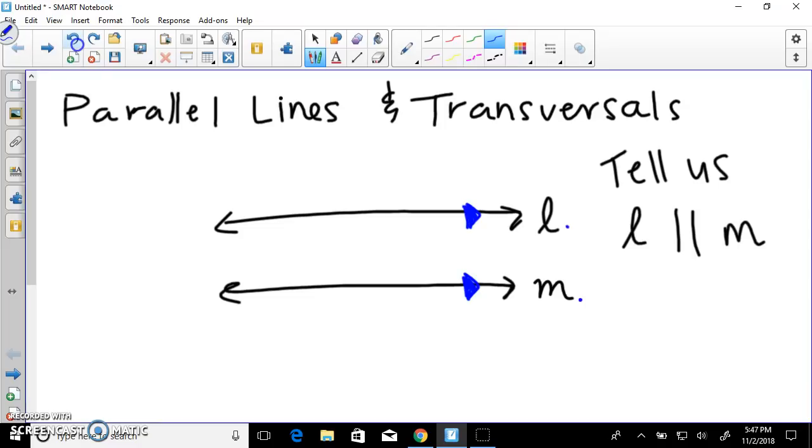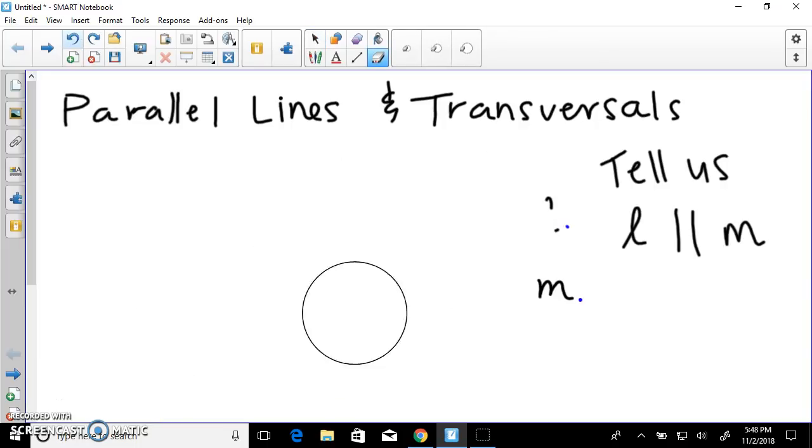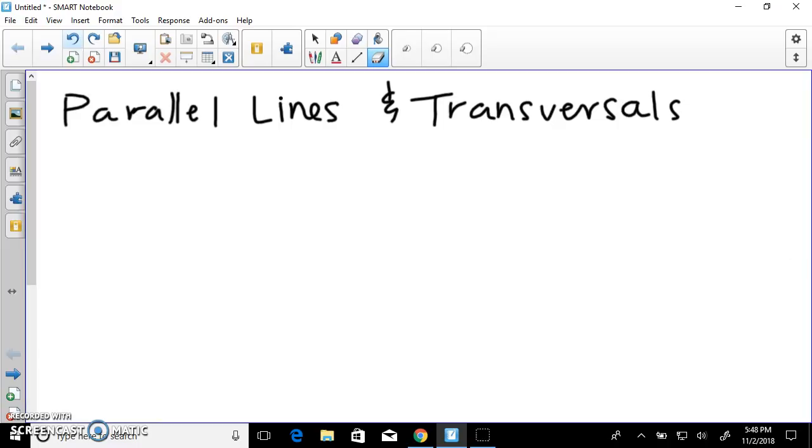Okay, so let's say we have line L and line M, and we have transversal T cutting through them. We should hopefully remember from our notes the different angle relationships that are there. We have corresponding angles or alternate interior angles, vertical angles, and all that good stuff. So we're going to talk about what happens when we have parallel lines and transversals with these angle relationships.